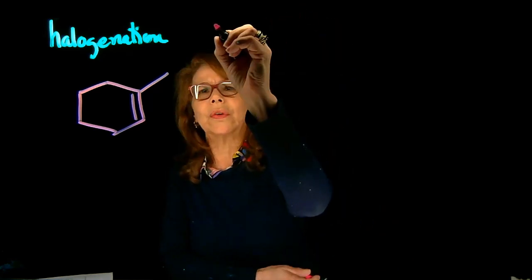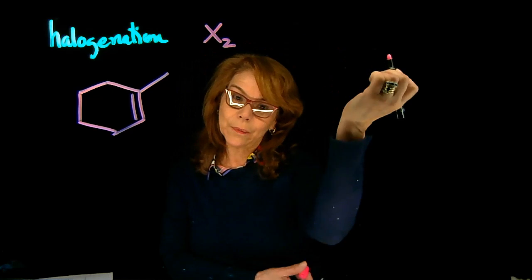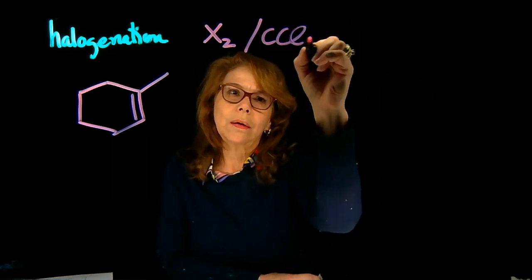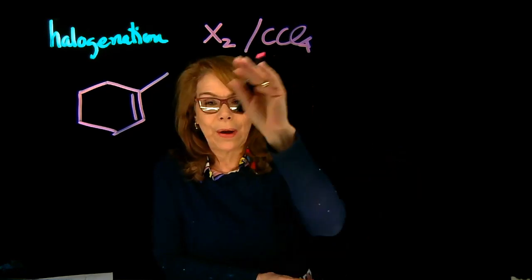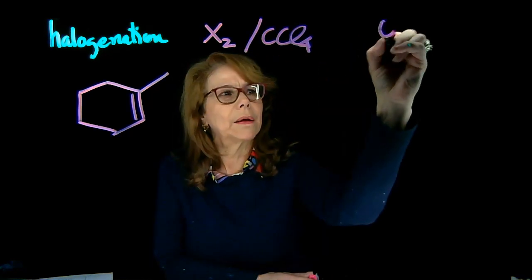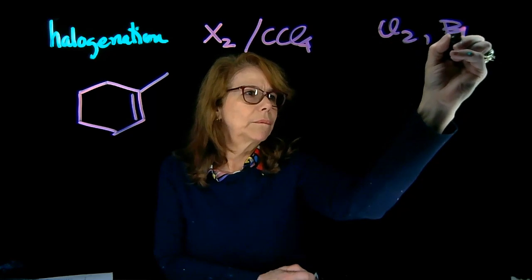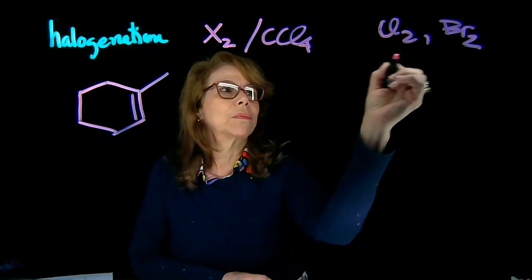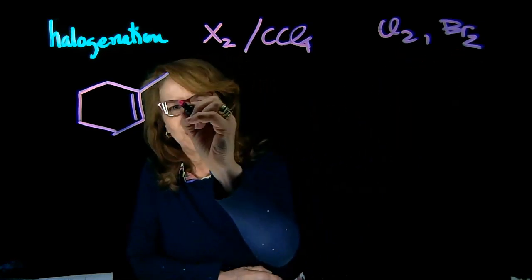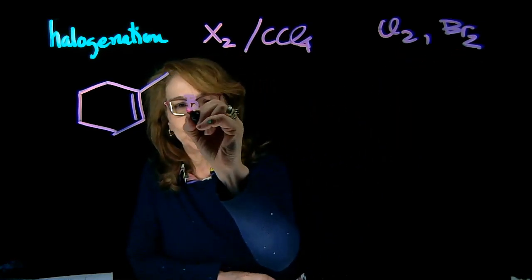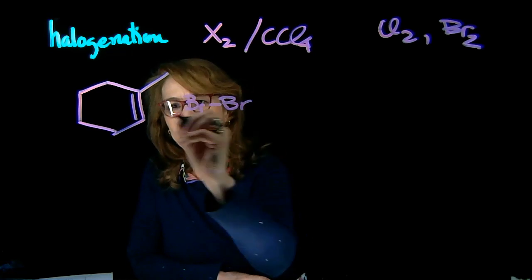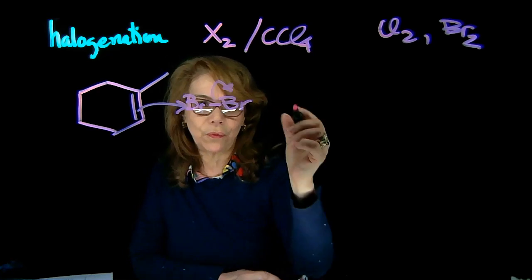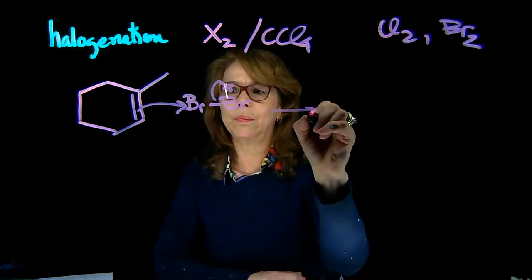Halogenation is when you're using a halide, and typically in an organic solvent that is not nucleophilic. We can do, for example, carbon tetrachloride. And the halide could be chlorine or bromine. This reaction proceeds through an intermediate, chloronium or bromonium. So let's say that we do this with bromine. Here you will have pi electrons acting as nucleophile, but what you're forming is a bromonium intermediate.